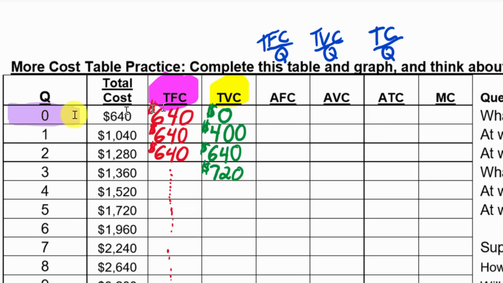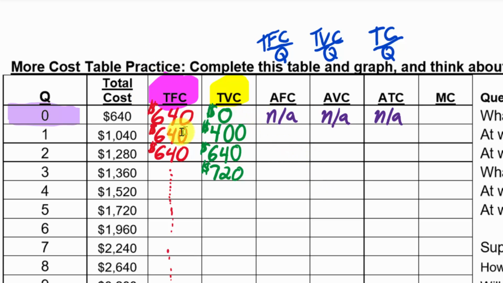Average fixed cost, here we'd take 640 divided by 0. Now, we know better than to divide by 0, so this is one of those cases where we're just going to say not applicable. Not applicable. Don't divide by 0. Same thing here with average variable costs. 0 divided by 0, not applicable. Average total cost, 640 divided by 0, not applicable. But for any number of units that's not 0, we can calculate this.